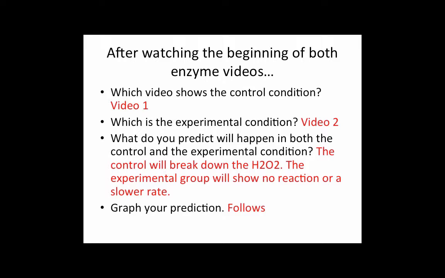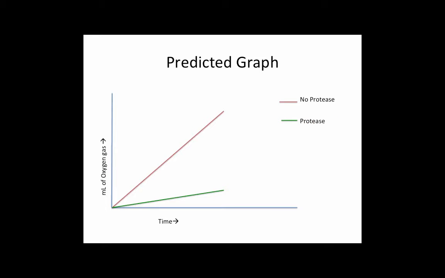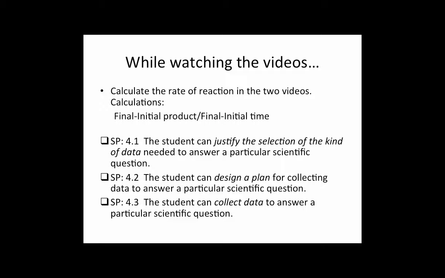The prediction may first be verbal, but will also need to be graphical. The predicted graph shows two lines, one for the control without protease and one for the experimental group with protease. Require students to label this graph and you will be helping them practice skills they need for the AP Biology test. Let's look at the control video first, that with no protease.